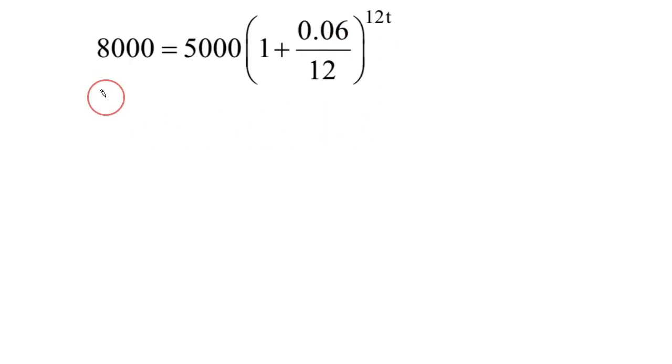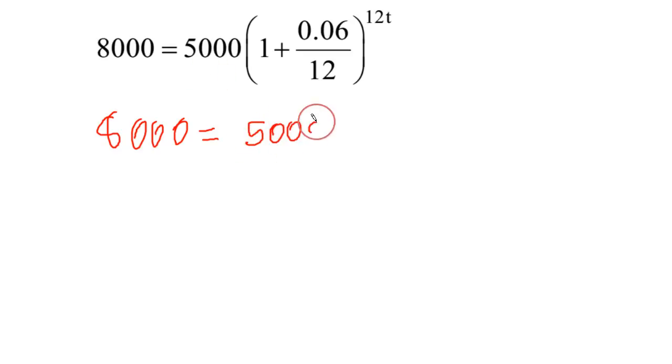So the very first thing we're going to do is say, okay, if I do 1 plus 0.06 over 12 on the calculator, I get 1.005. Just rewriting that very quickly here, this is 8,000 equals 5,000 times 1.005, and it's still to the 12t.